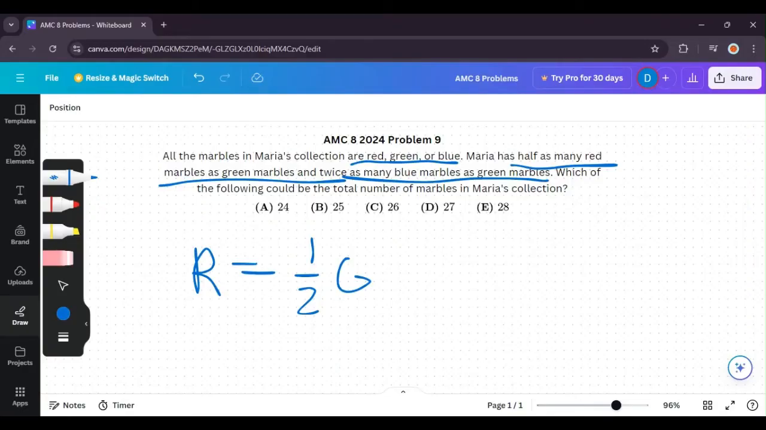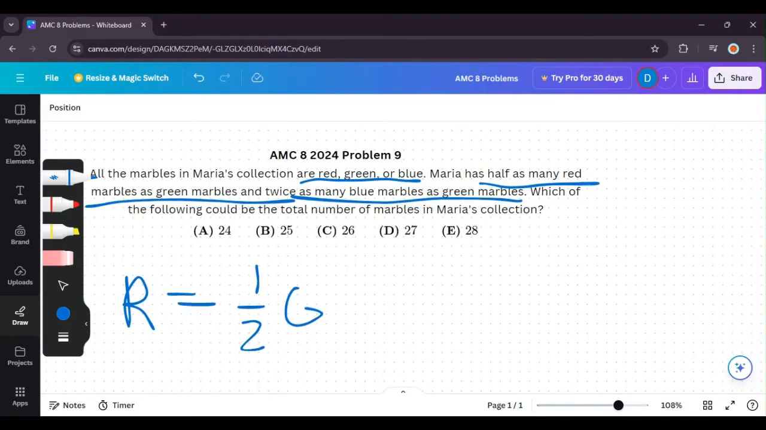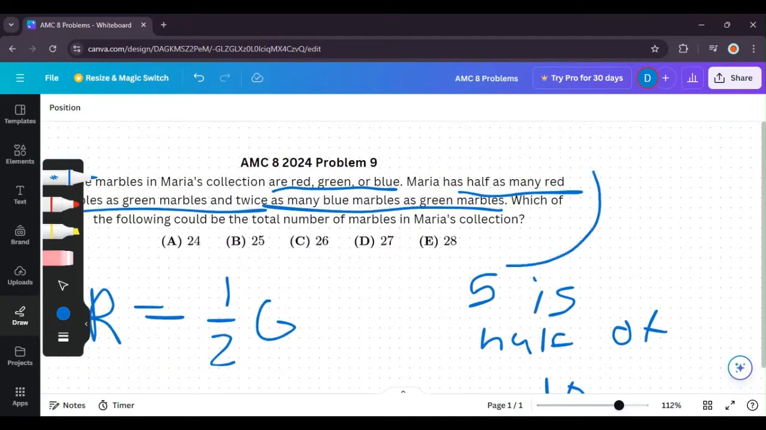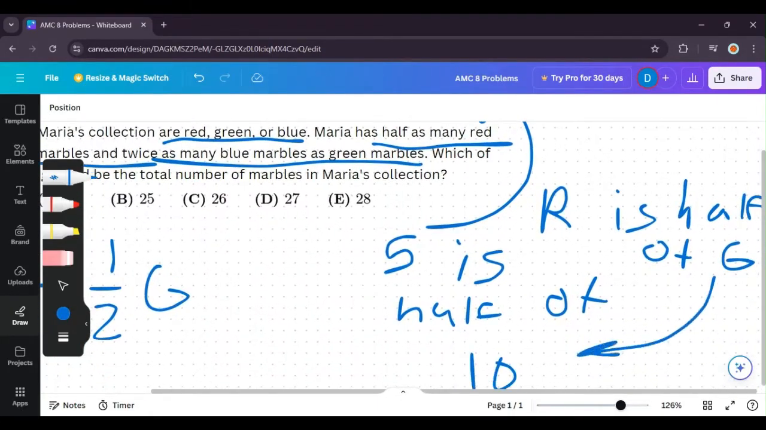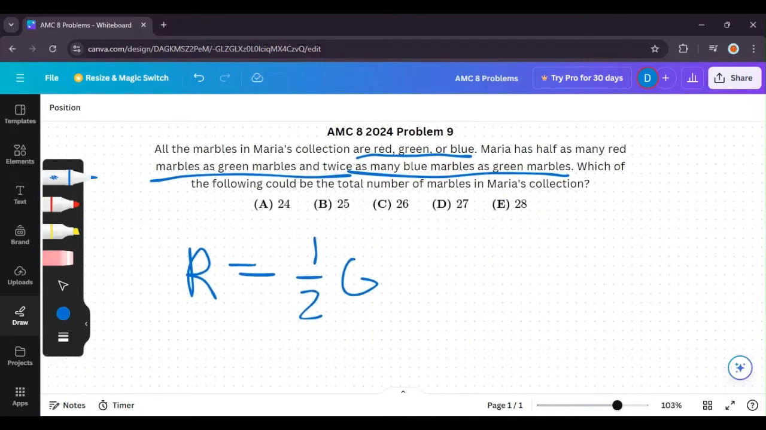Okay, and if you don't know how to translate this odd wording into an equation, you can very simply put numbers in. Like 5 is half of 10. Now, if 5 was replaced by red, then R is half of green, which is now 10. So that's an easy way. Just substitute numbers in, and you'll know the correlation between the variables. So they're very similar, numbers and variables.